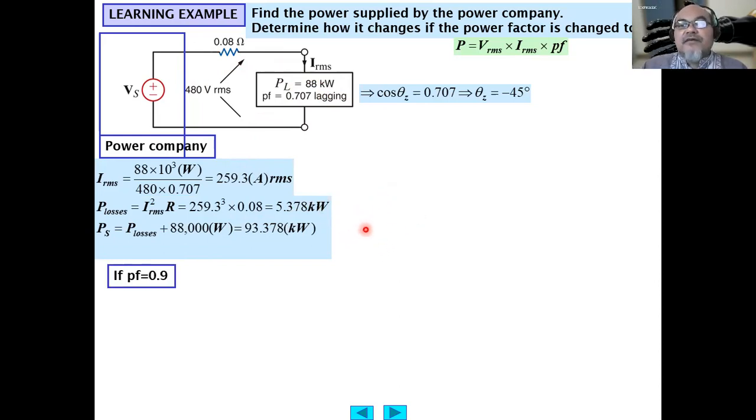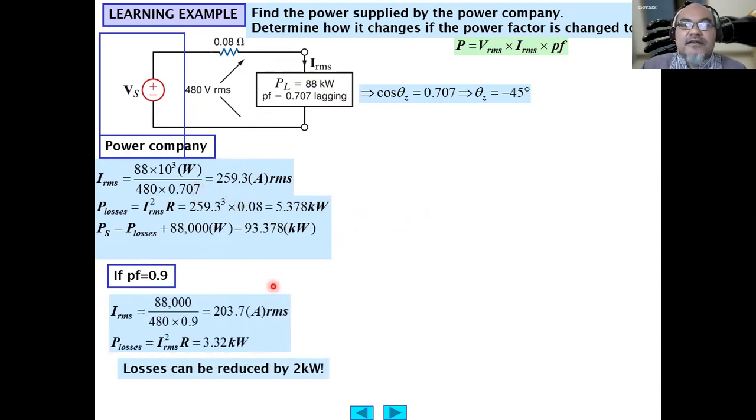What if now the power factor is changed to 0.9? If it is changed to 0.9, it means that we will have a smaller current flowing through the transmission line, 203.7 ampere RMS. The loss of power is then I square times the resistance value of the transmission line, and we obtain 3.32 kilowatt. The losses can be reduced from 5.378 kilowatt to only 3.32 kilowatt.